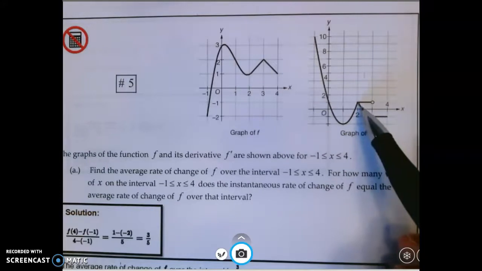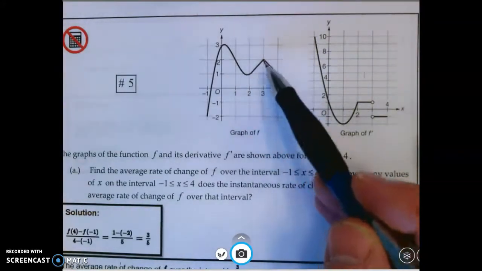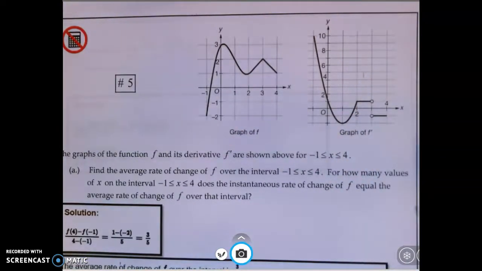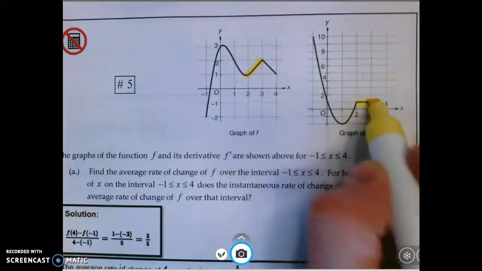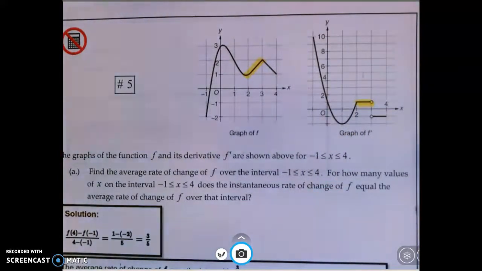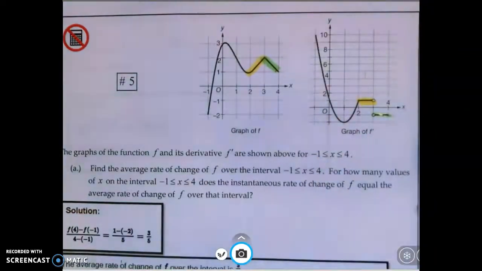And then at this point right here, it becomes a linear function. This piece right here has a linear slope. This has a linear slope. So right here, this piece corresponds with that. And this piece right here corresponds to that.